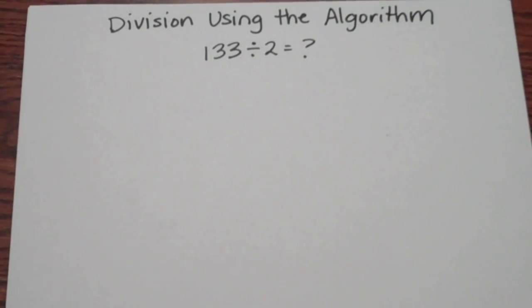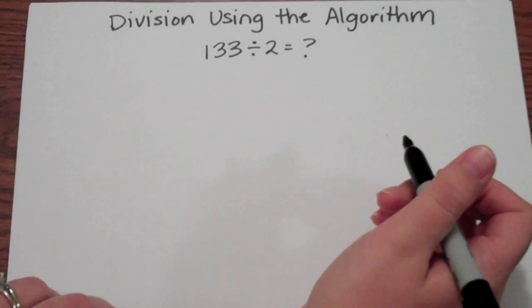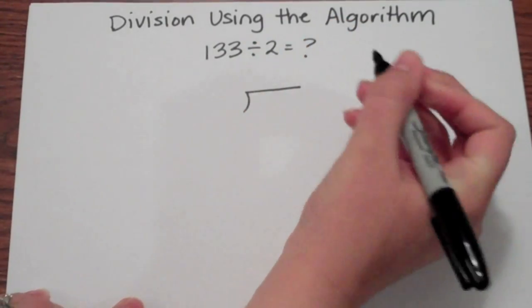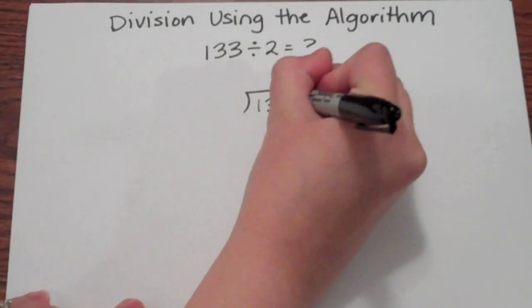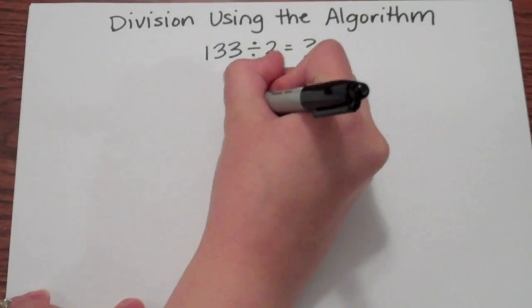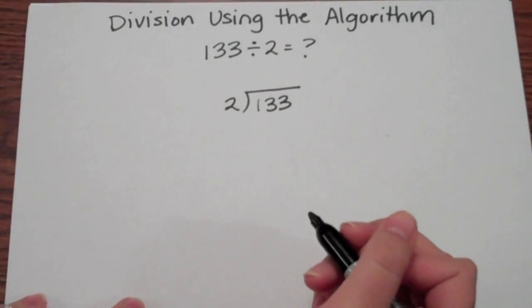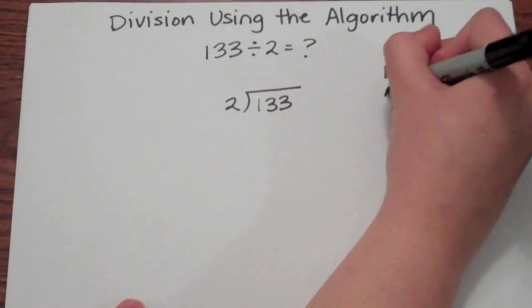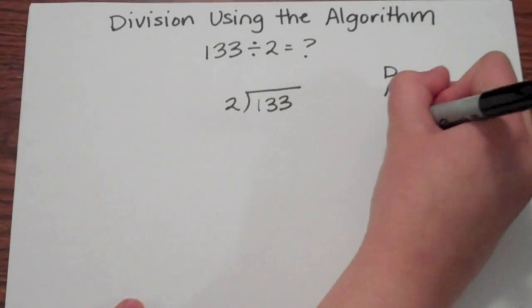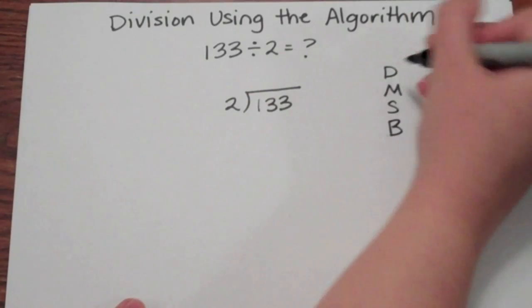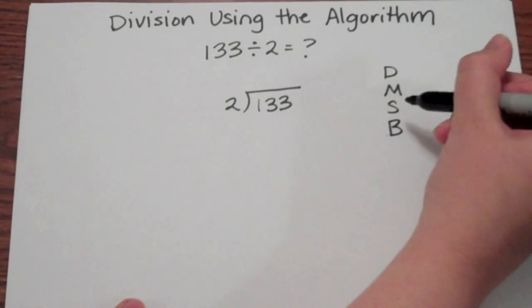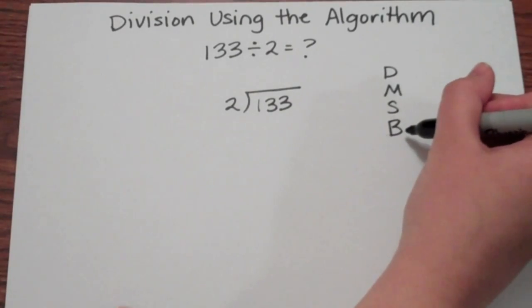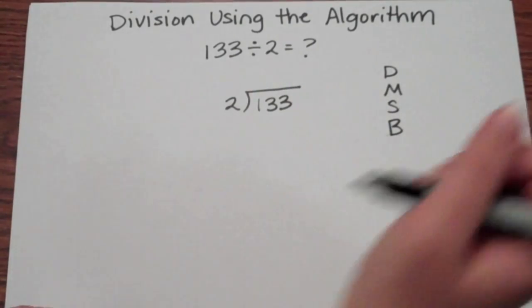Let me show you how to work it. First, we need to write it in the correct format. Since we're doing division, I'm going to draw my little house, write the dividend inside the house, write the divisor on the outside. I need to remember my saying, Daddy, Mommy, Sister, Brother. The D stands for divide, the M stands for multiply, the S stands for subtract, the B stands for bring down or bring up the remainder. Now I'm ready to go to work.